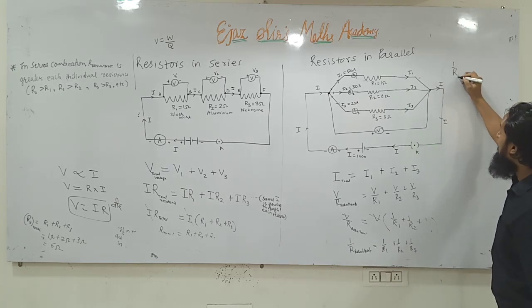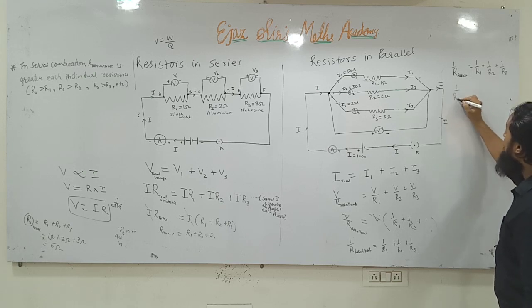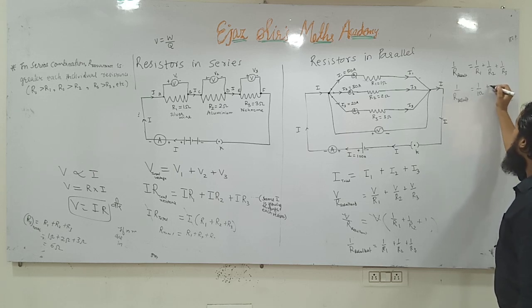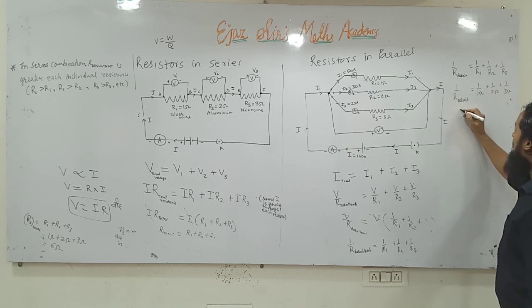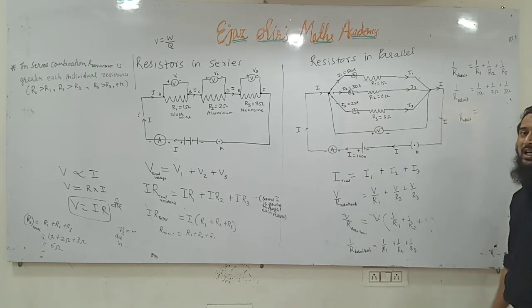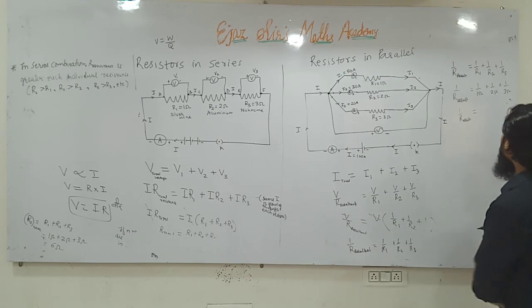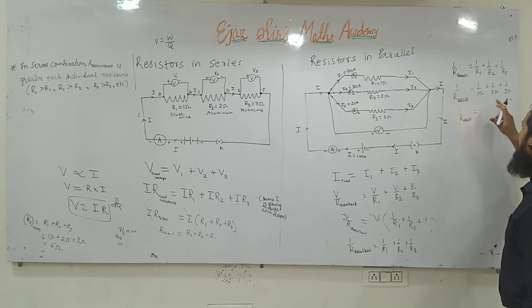1 upon R result is equal to 1 upon R1 plus 1 upon R2 plus 1 upon R3. So 1 upon R result will be 1 upon 1 ohm plus 1 upon 2 ohm plus 1 upon 3 ohm. Since I have solved it again and again, I have been teaching it for the last nearly 16 years, I don't need to solve it. I know what the value will be. But still, okay, let us solve it.